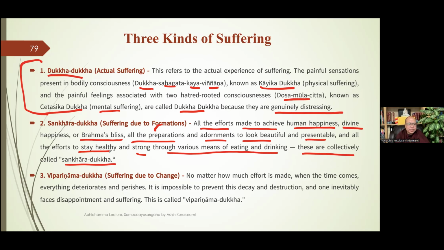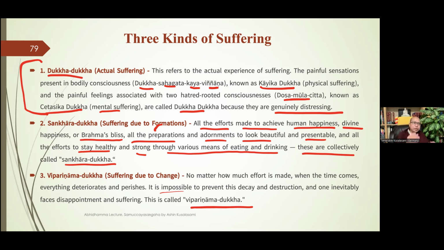Okay. So that is sankhara dukkha. And viparinama dukkha, suffering due to change. No matter how much effort is made, when the time comes, everything deteriorates and perishes. It is impossible to prevent this decay and destruction, and one inevitably faces disappointment and suffering. This is called viparinama dukkha.